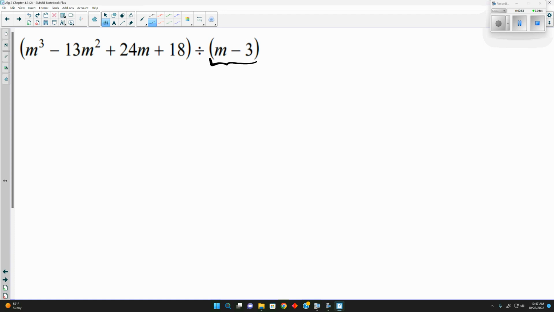Now, the first thing we do is we take what we're dividing by, set it equal to 0, and solve for the biggest variable. So we're going to solve for m. So if we're solving this for m, m equals 3. Any questions on this so far? Okay. So the first thing we do is solve this for m.